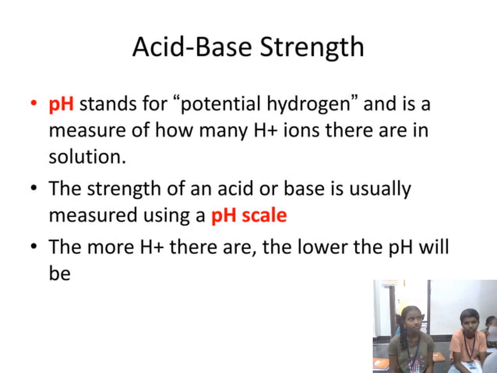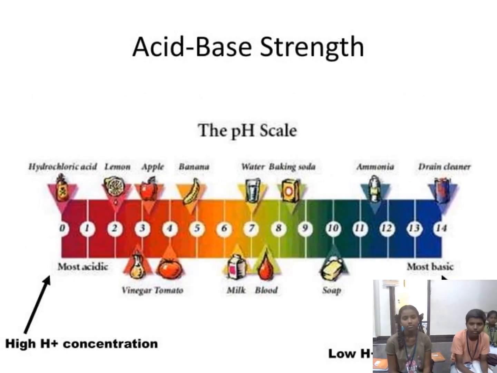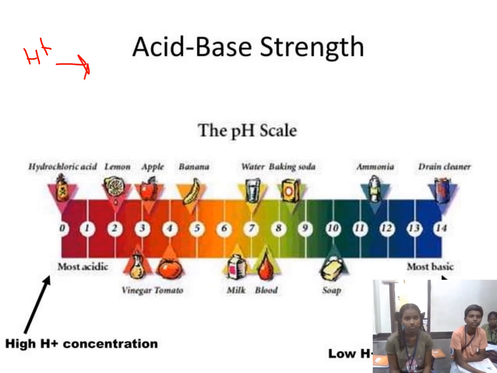That is, if H plus ions are more, the pH is lower. Okay, the more H plus ions are there, the least pH value will be there. If there are fewer H plus ions, the pH is higher. The strength of the acids and bases is dependent on the pH scale. So, in the previous slide we have understood, if the H plus ions are more, then the pH will be less. Why?